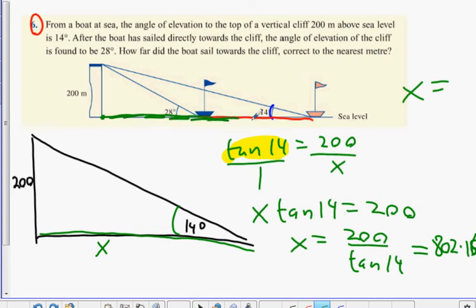See this distance here I'm just after shading in? That's 802.16. Now the problem is, I want to find out what the red line is, but I know what the green line is. But if I found out what the blue line is, green line minus blue line equals red line.